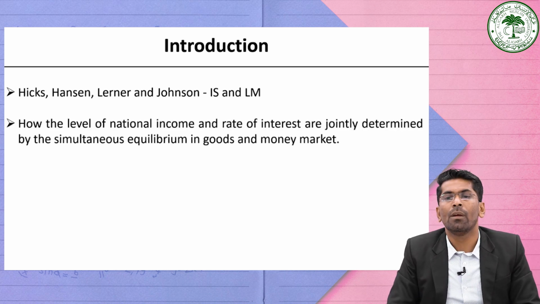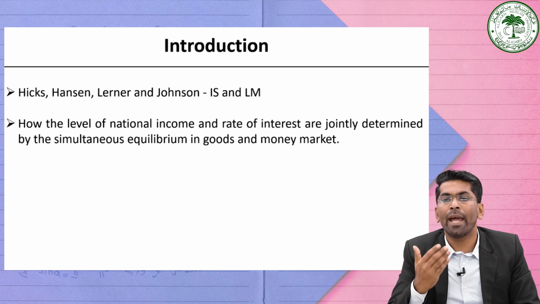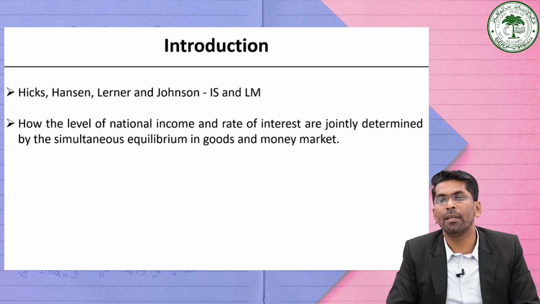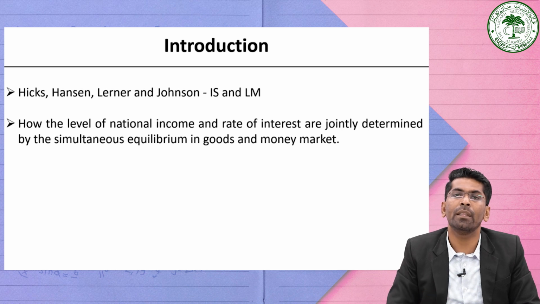This model tries to find out the level of national income and the rate of interest, which are jointly and simultaneously determined in equilibrium in the two interdependent markets, that is, the goods market and the money market.